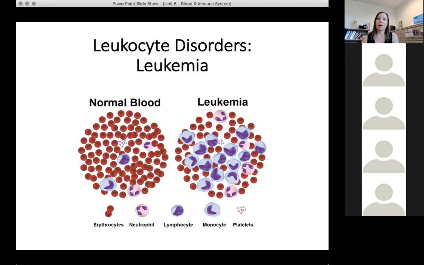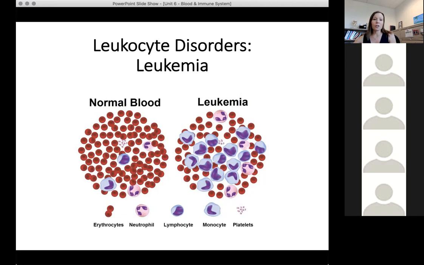So red bone marrow becomes filled with these cancerous, non-functioning leukocytes. And then that inhibits the production of normal blood cells. It inhibits the production of normal leukocytes and even erythrocytes and thrombocytes. These cancerous leukocytes, because they're not functioning properly, they're not able to properly defend the body against infection and diseases. So the person is very prone to developing infections.